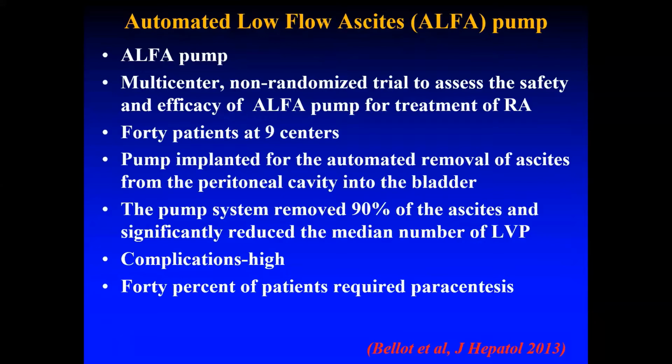There were 40 patients at 9 centers. The pump was implanted for the automated removal of ascites from the peritoneal cavity into the bladder. The pump system removed 90% of the ascites and significantly reduced the median number of LVPs. The complications were high. 40% of patients required paracentesis.